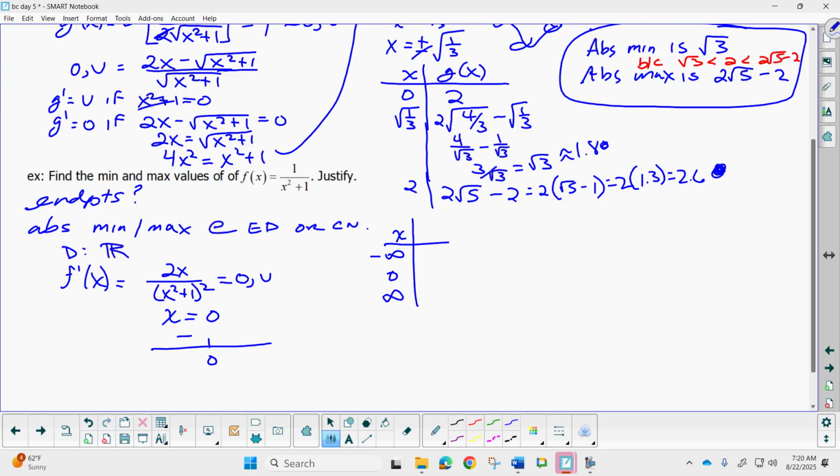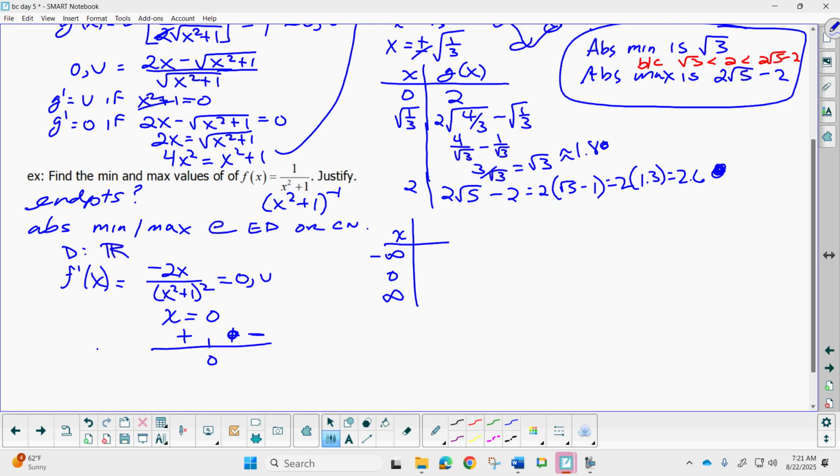The derivative goes negative forever up to 0 and positive forever after, which means that I did this derivative wrong. It was x squared plus 1 to the negative 1, and the derivative is negative 2x over x squared plus 1. Sorry about that. And so that means the derivative is positive and changing to negative.